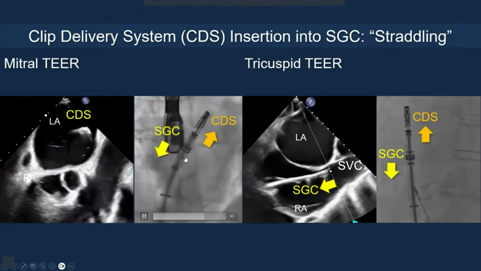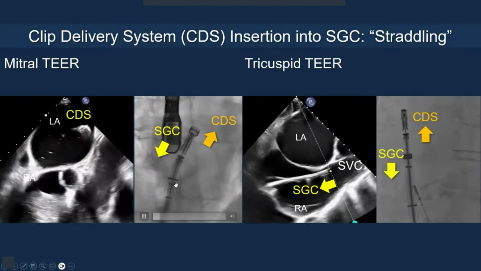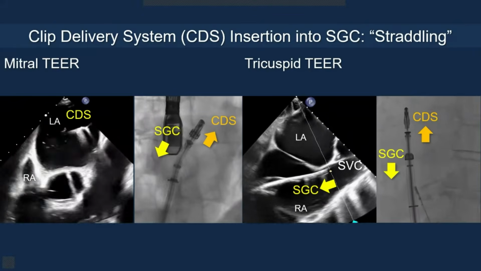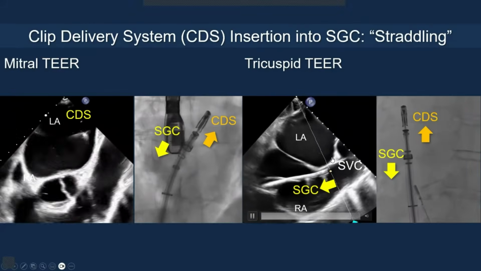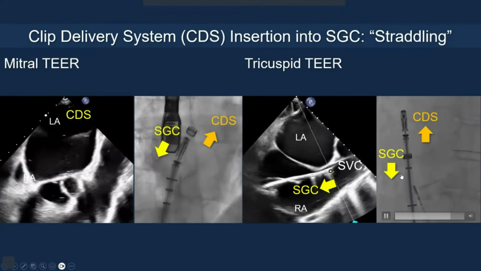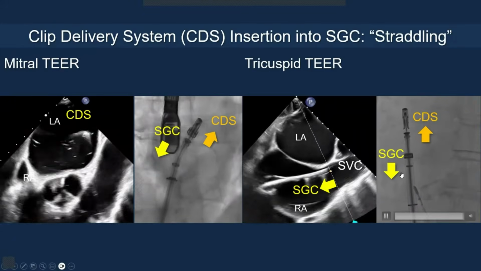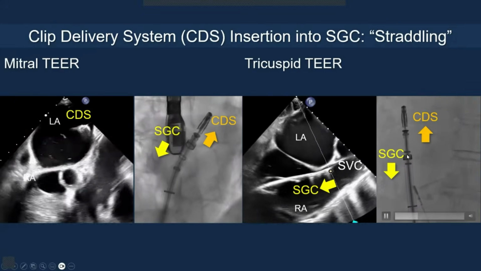In mitral, the stabilizer may need to be retracted medially towards the septum to facilitate CDS advancement and straddle against the SGC, as you can see here on fluoroscopy. In tricuspid, the stabilizer needs to be retracted inferiorly towards the IVC as the CDS exits the guide to straddle against the guide, as you see here.